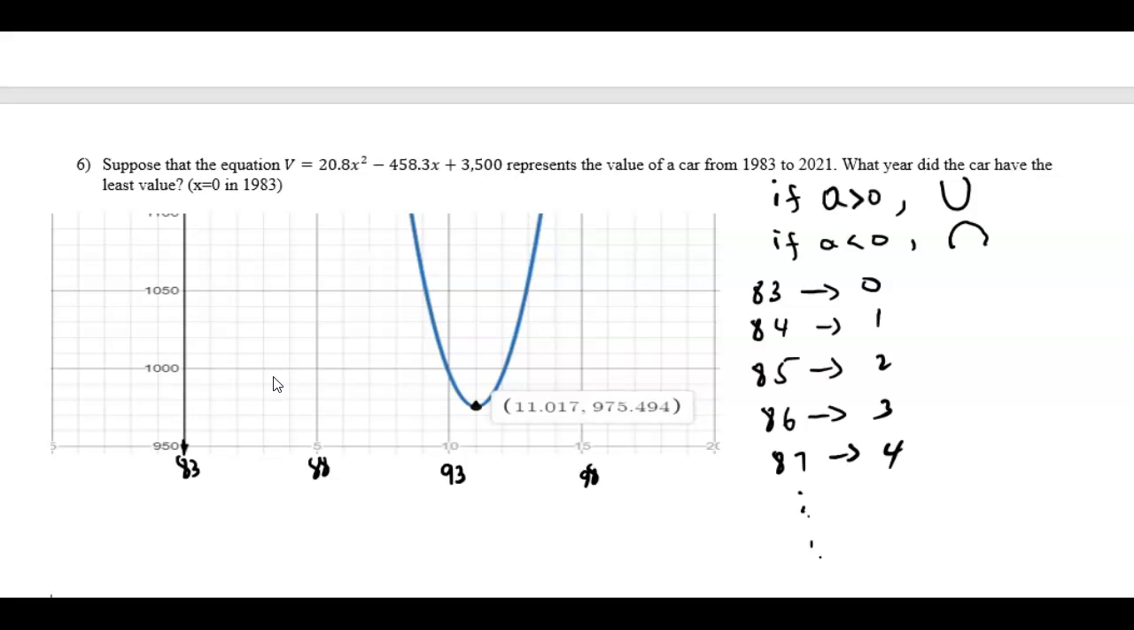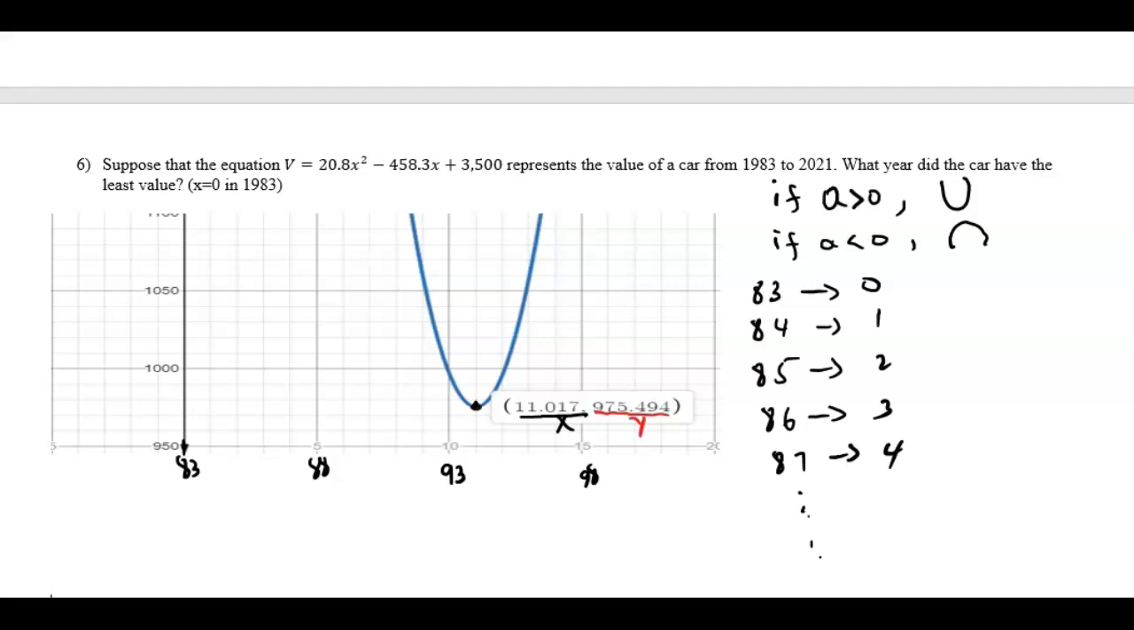And when I check on Desmos, that's the other pair I got, and that's my x value. So this is the x value, and this is the y value. So what that means is my lowest price will be 975.50. Okay, so that's my lowest value of the car. 975.494. But what year does that happen?